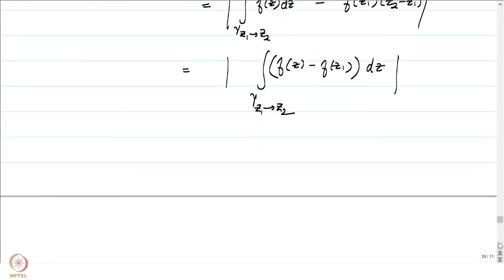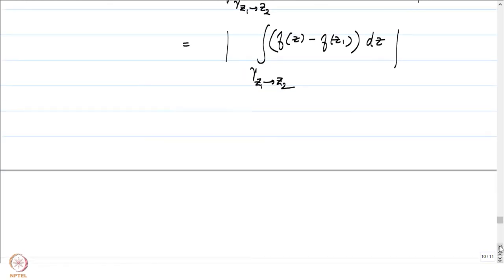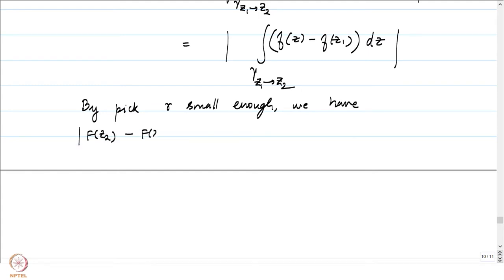But then f is continuous at the point z1, and by picking r small enough, we have the absolute value of f of z2 minus f of z1 minus f of z1 times z2 minus z1. This is less than or equal to epsilon times the absolute value of z2 minus z1.